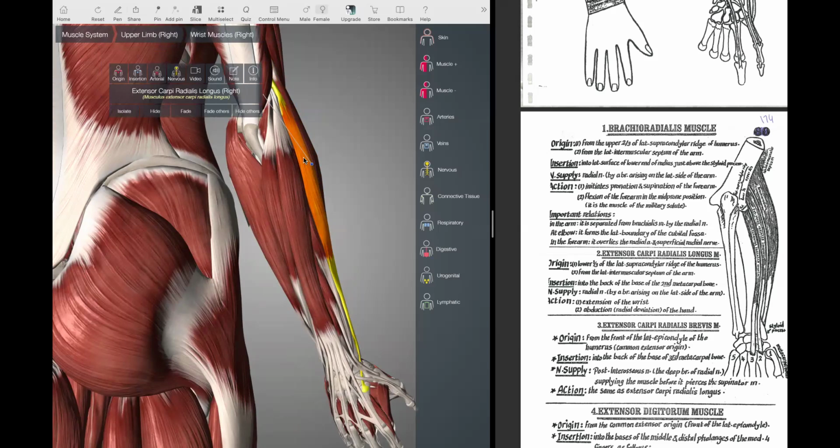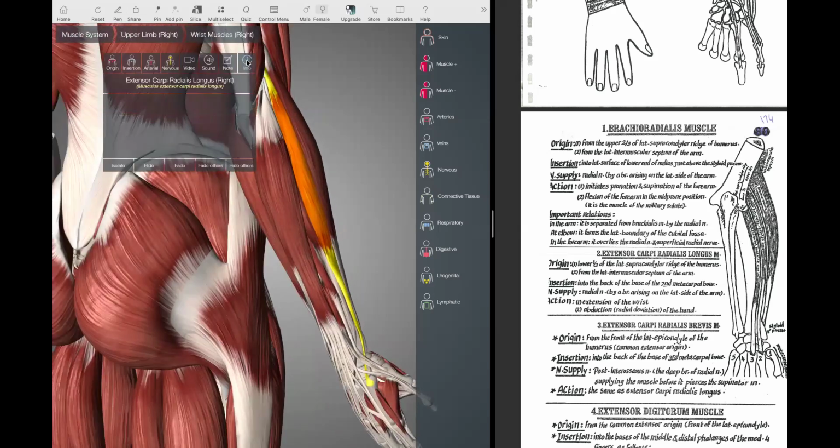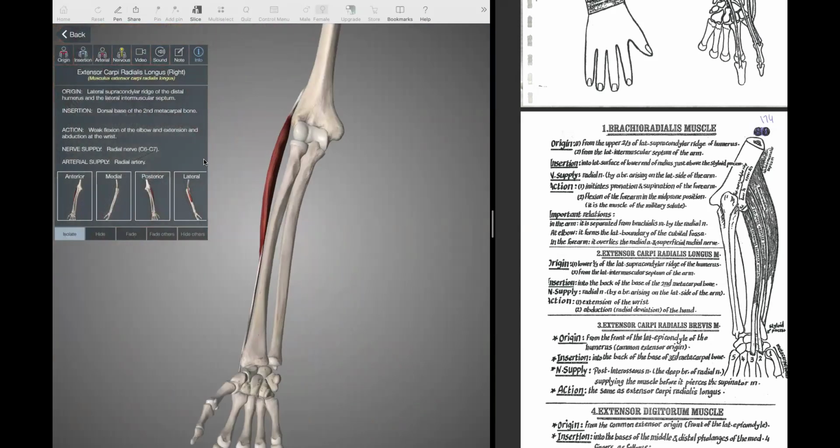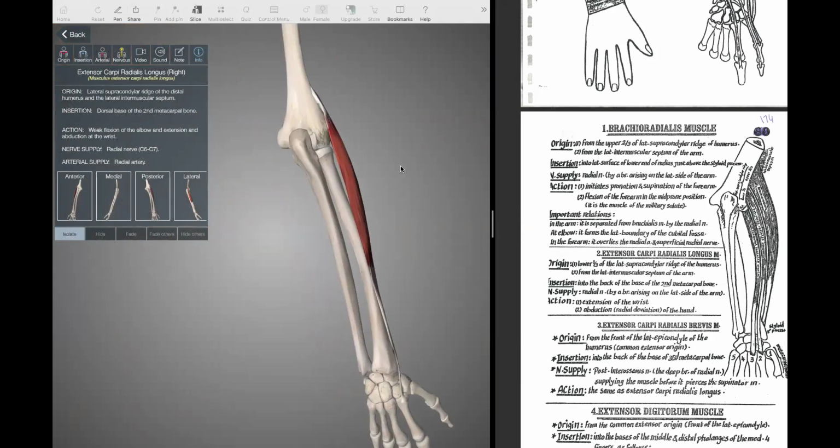Extensor carpi radialis longus. I'm going to isolate it. Extensor carpi radialis longus. Origin: lateral supracondylar ridge.